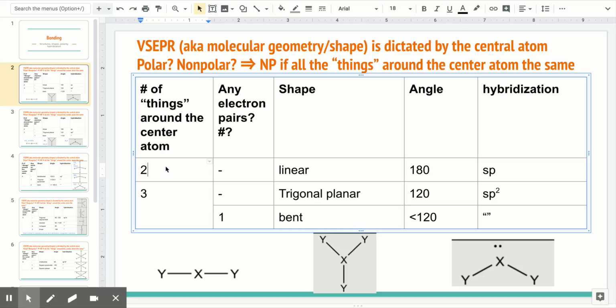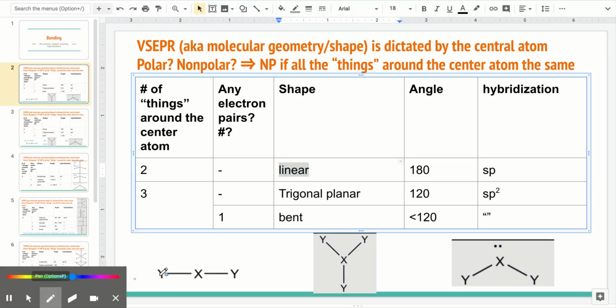So if we have 2 things around the center atom, like this example down here, okay, center, and I have 1, 2 only, with no electron pairs, that is going to be a linear shape. Okay, and the only possible option here is that it has no electron pairs, because if you imagine if that was electron pairs, again, we just have 2 atoms. So any way to connect 2 things is just a line. So that would be linear. Okay. And our angle is going to be 180 degrees since they're linear.